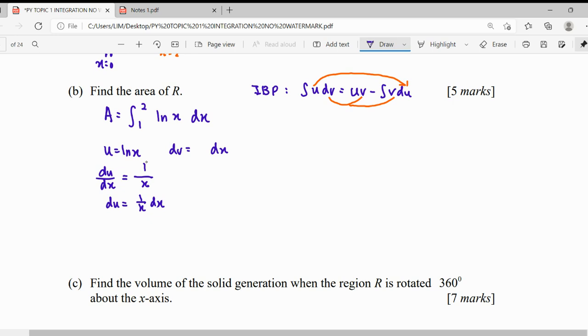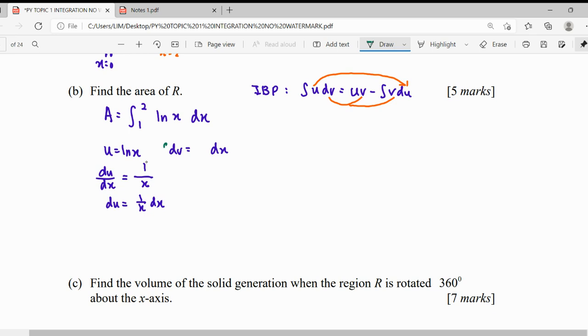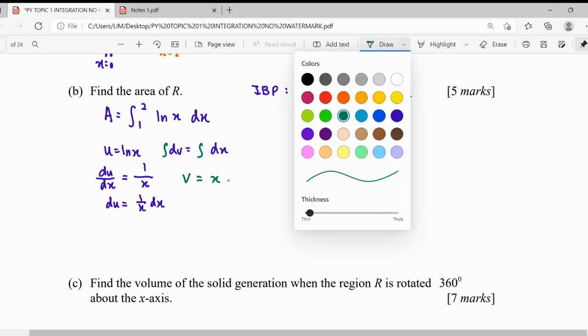Okay, and then for the dv part, we are going to integrate both sides. So we integrate dv with respect to v, we get v. When we integrate dx with respect to x, we get x. We do not need to add plus c here because we haven't finished our integration. So for the dv part, we get our v. After we get this u and dv, we substitute into our formula.